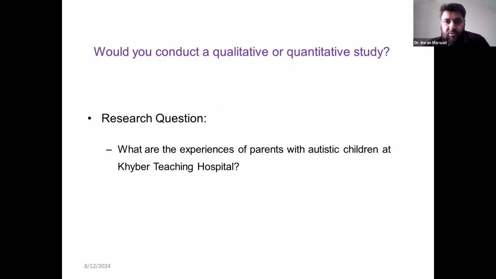Would you conduct a quantitative study for this question? What are the experiences of parents with autistic children at Khyber Teaching Hospital?